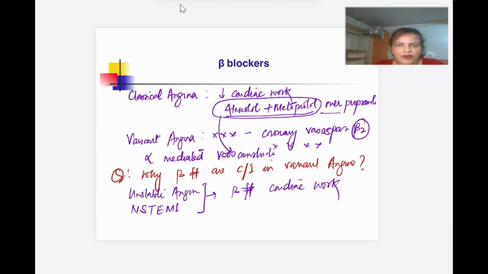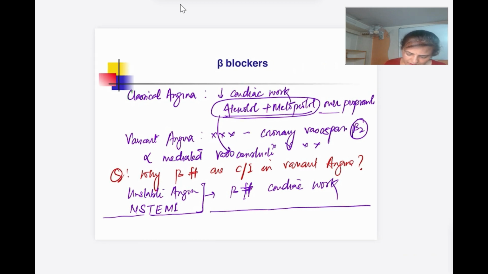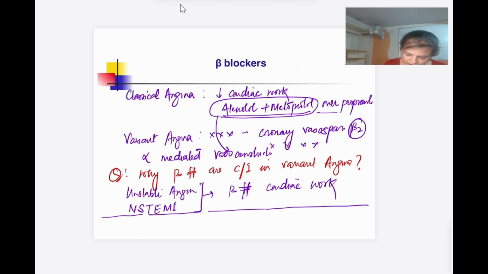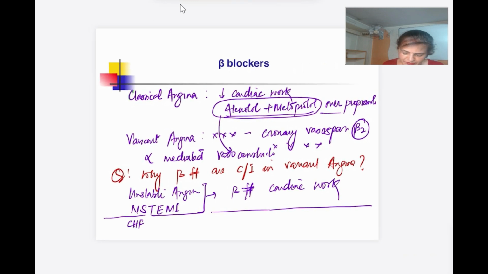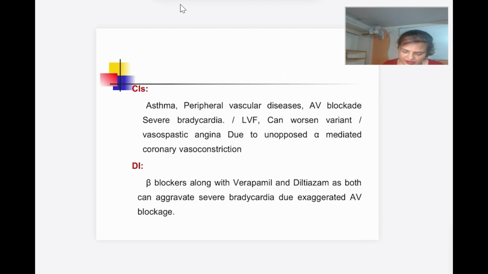What are the important adverse effects with the beta blocker? We cannot use it in CHF, especially in decompensated CHF. Then if the person is having bronchial asthma, let's see the next slide.